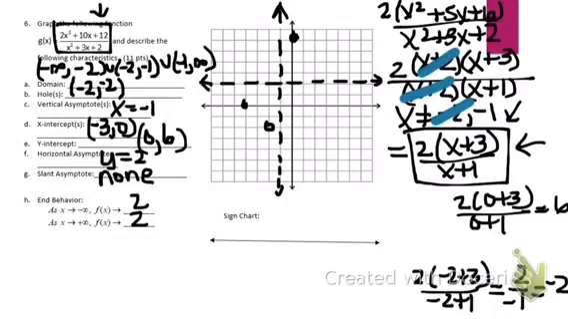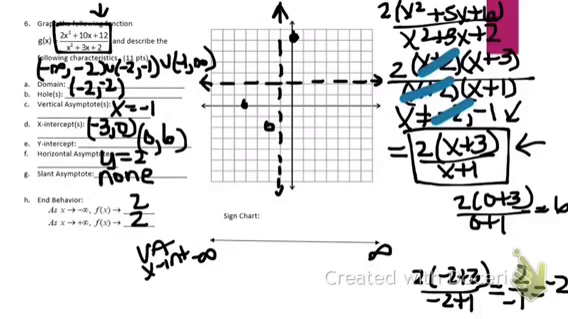Now comes in my sign chart. That's where we put in our vertical asymptotes and our x-intercepts, okay? That is from negative infinity to infinity. It tells me what is happening to my y values when x is a vertical asymptote or an x-intercept. So remember, those are neutral points. Those are where my graphs take turns, okay?